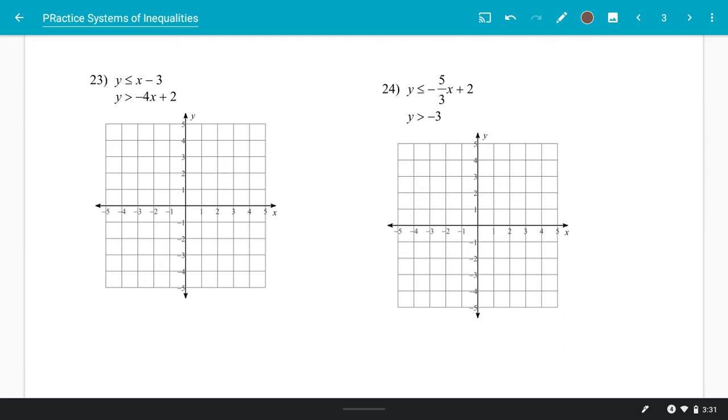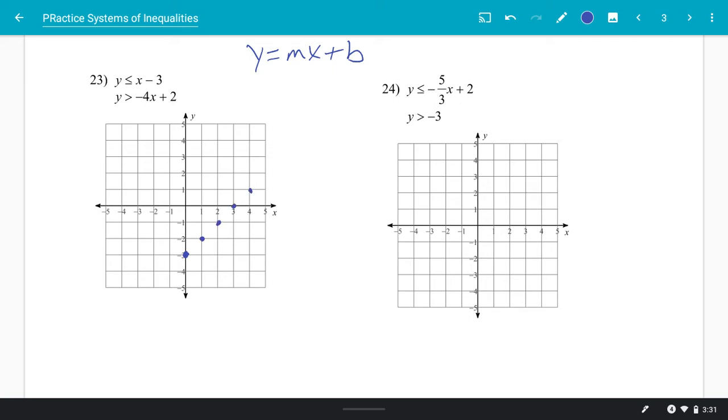Okay, let's start with these two example problems. In both of these, they're given to us in slope-intercept form. Just as a reminder, slope-intercept form is y equals mx plus b. So looking at number 23, my y-intercept is -3, and I put a point there on the y-axis. I can see that my slope is 1, so I'm going to go up 1 over 1, up 1 over 1, up 1 over 1.